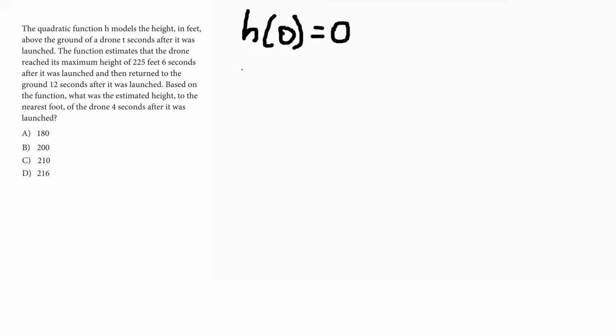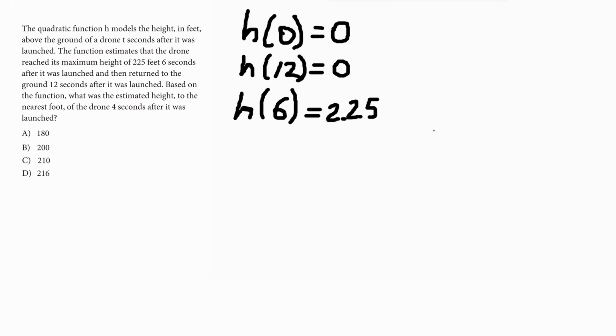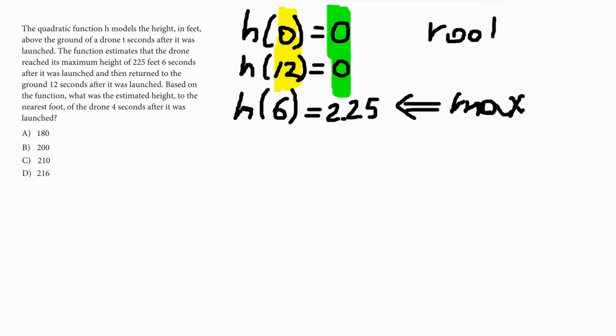Here, they are starting off with the drone on the ground, and after that, it lands when t equals 12, and we have the maximum height at t equals 6, and it's going to equal 225. And this is the maximum height. So when y equals 0, the roots are 0 and 12, as you can see here. So these are called roots, and they happen all the time when y equals 0.